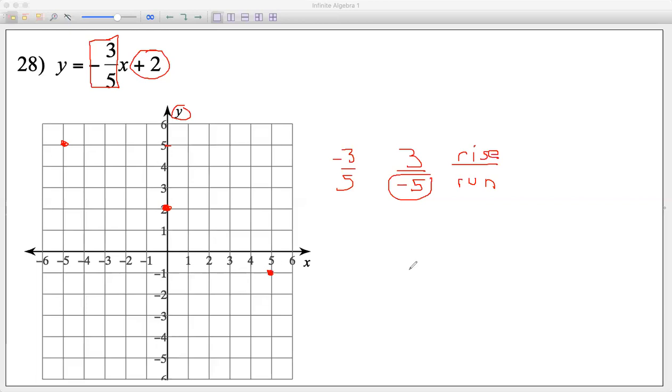What's our last step? What's our last step? Play connect the dots with arrows on both ends.